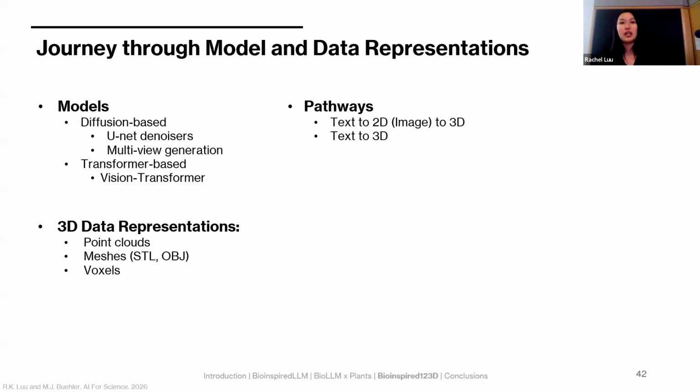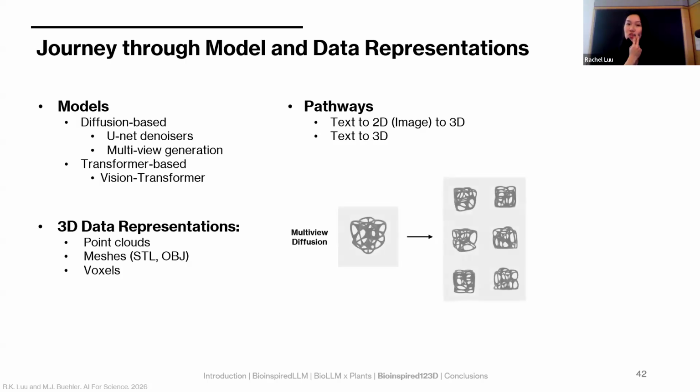How should we represent this data? And also, what pathway do we take? Do we go from text to image to 3D? Do we go text to 3D? And so this project, yeah, we got started on it, and what really caught my eye at first was these multi-view diffusion models, which are image-based models that could generate canonical viewpoints of images. And so I was like, okay, let's try text to 2D to 3D.